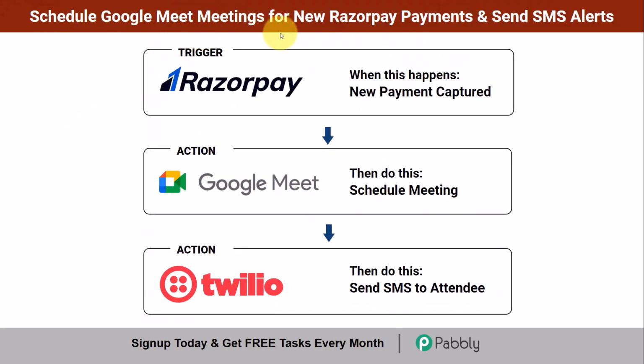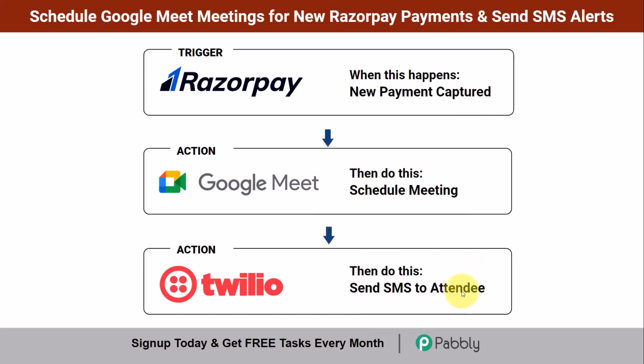How to schedule Google Meet meetings for new Razorpay payments and send SMS alerts automatically. So for taking appointments, if you are using the Razorpay payment gateway, then this video is for you, because here I am going to show you an amazing automation: after every payment captured, how you can schedule a meeting in Google Meet and even share the same meeting link with the attendee via SMS. Yes, it is possible. You can entirely automate this process by simply connecting Razorpay, Google Meet and Twilio with the help of an automation software. After that, every time a payment is captured, the meeting will be scheduled automatically and the SMS will be sent automatically to the attendee.